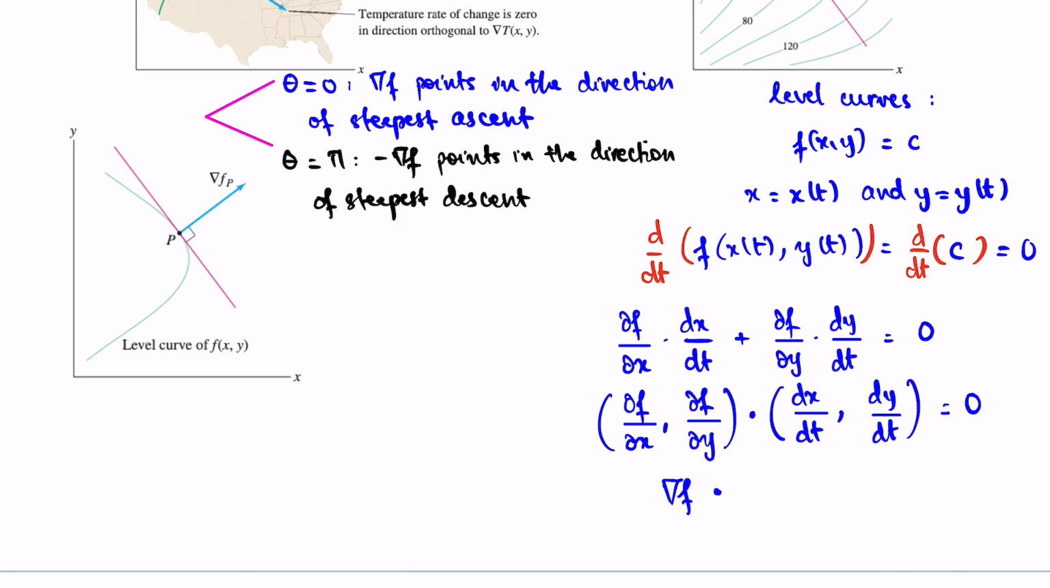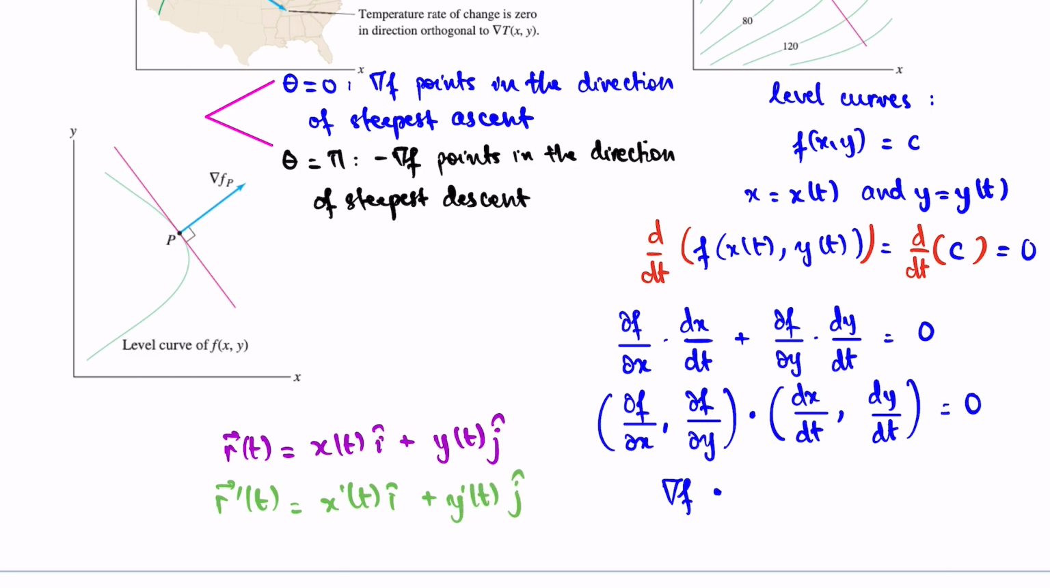The vector dx/dt, dy/dt is actually the components of the derivative of the vector valued function of the form r of t equal to x of t i plus y of t j. So when you take the derivative of this vector valued function, you have x prime of t i plus y prime of t j. And r prime in this case is the tangent vector of the vector valued function whose components are x of t and y of t. Here x prime of t means dx/dt and y prime of t means dy/dt. So technically what you have here is the gradient vector dotted with r prime of t, and that is equal to 0.